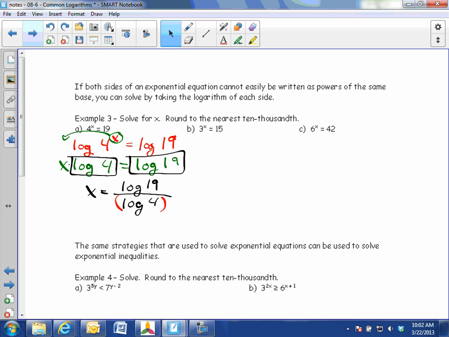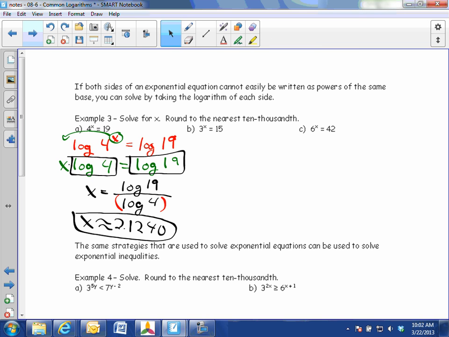All right, use your calculator. 2.1240. Yep. x is about 2.124. It says here's 10,000. So we've rounded up to a 4 right there.